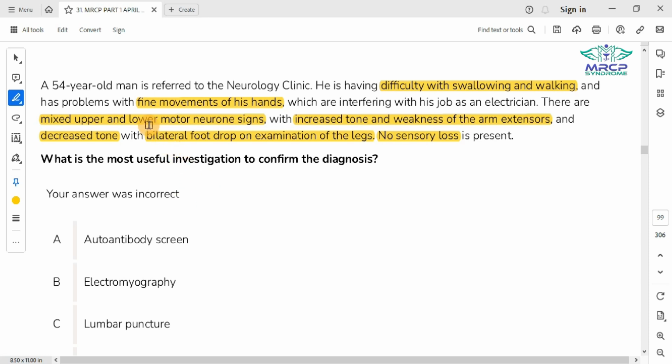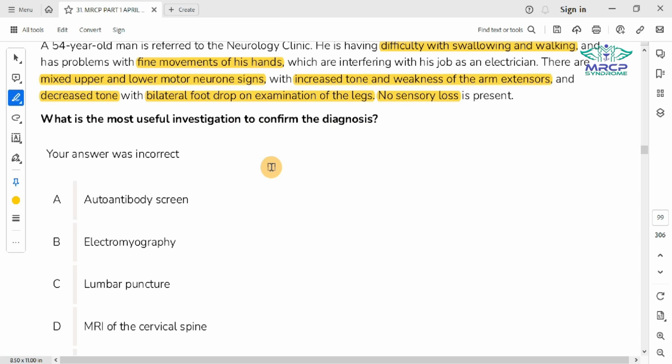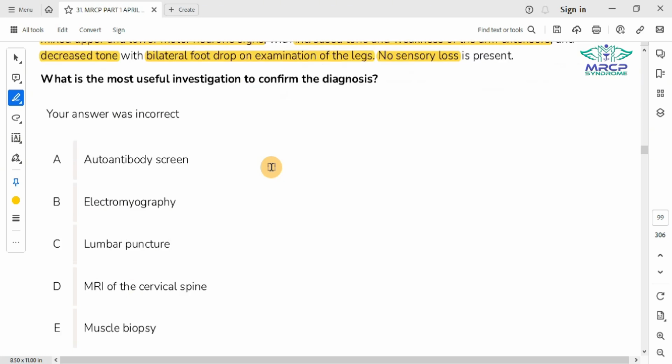So mixed upper and lower motor neuron lesion with no sensory loss and features of bulbar involvement. So most likely diagnosis, motor neuron disease, yes. This is MND, motor neuron disease. So considering MND, what should be the most useful investigation? EMG. Yes, we will be going for electromyography.